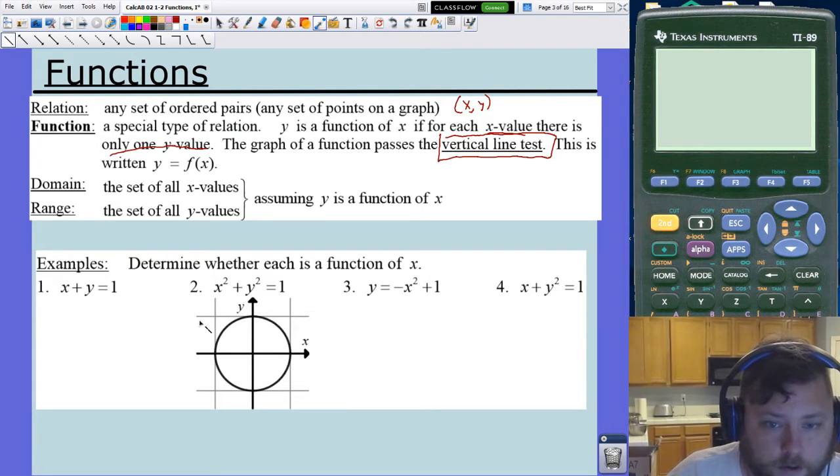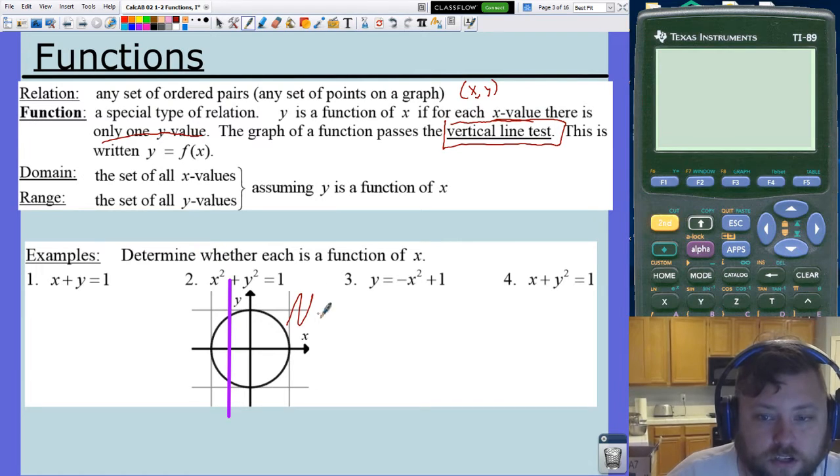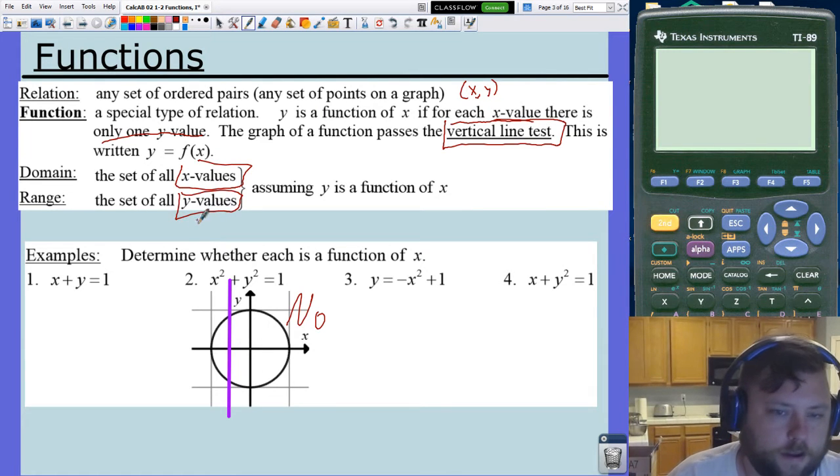An example of that would be number 2. I'm just skipping ahead. If you draw a vertical line like that, it crosses 2 times. So number 2 is not a function. So no, it's not a function of x. Domain is your x values. Range is your y values.